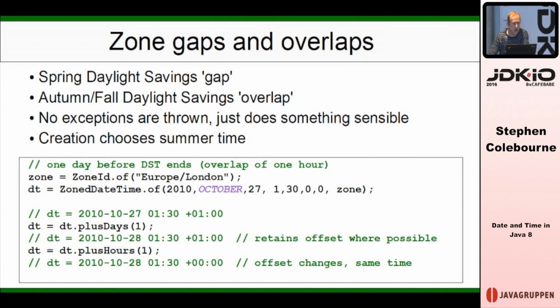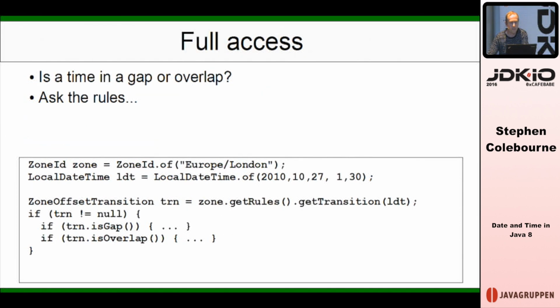So we got some examples there. Yeah, so we're creating just before the daylight savings time ends. We're adding a day, which goes into the overlap period, and then later on we're changing the time zone. So the offset changes between the last two examples when we add an hour.